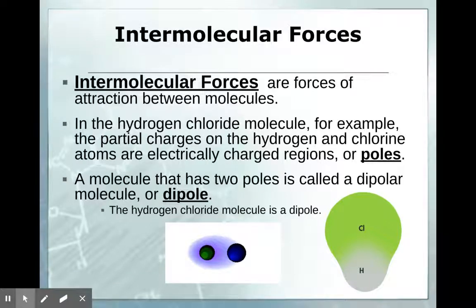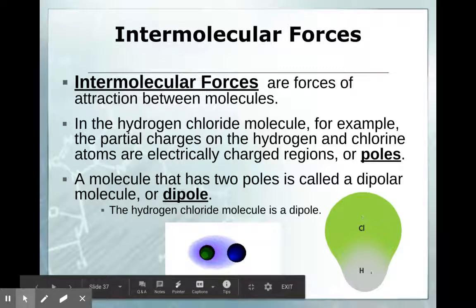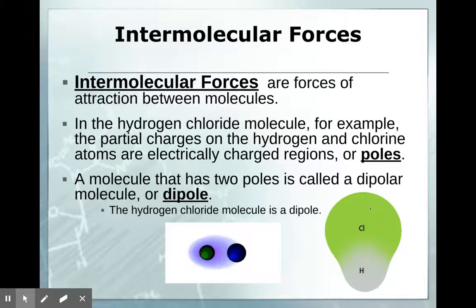So in the hydrogen chloride molecule, for example, the partial charges on the hydrogen and chlorine atoms are electrically charged regions or poles. A molecule that has two poles is called a dipolar molecule or a dipole. So again, we see a negative charge with the chlorine atom. We see positive charge with the hydrogen atom. Again, this would be a dipole, two poles.